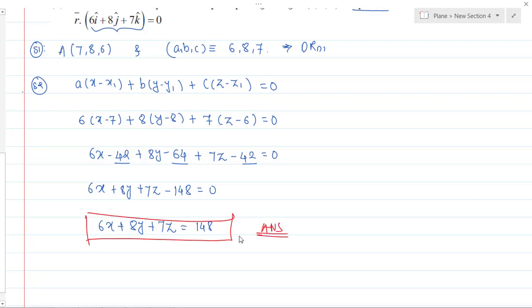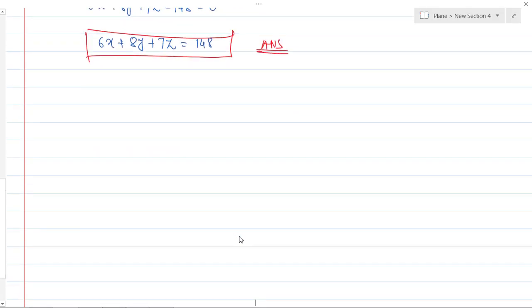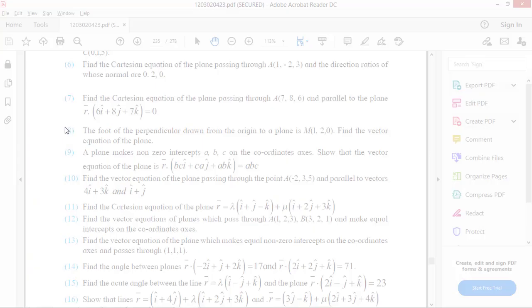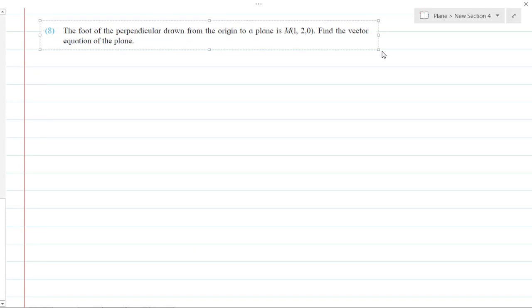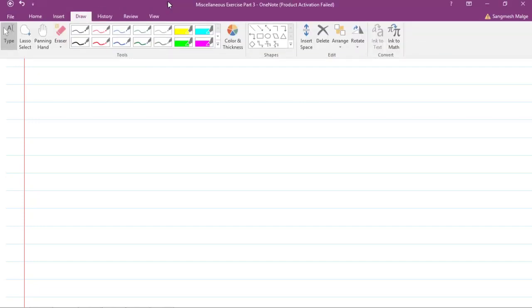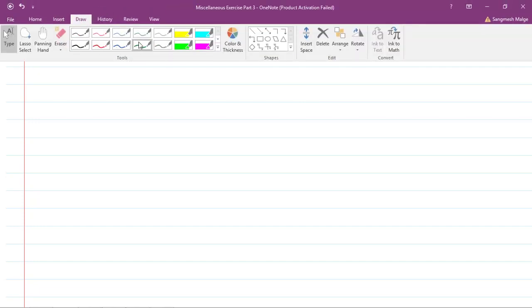Now let's see question number 8. Again an important question. The question is about the foot of perpendicular. All the questions are very simple, just repetitions of the questions which we have already solved in the exercises. I am going a bit fast here so that we can cover more questions in the class.